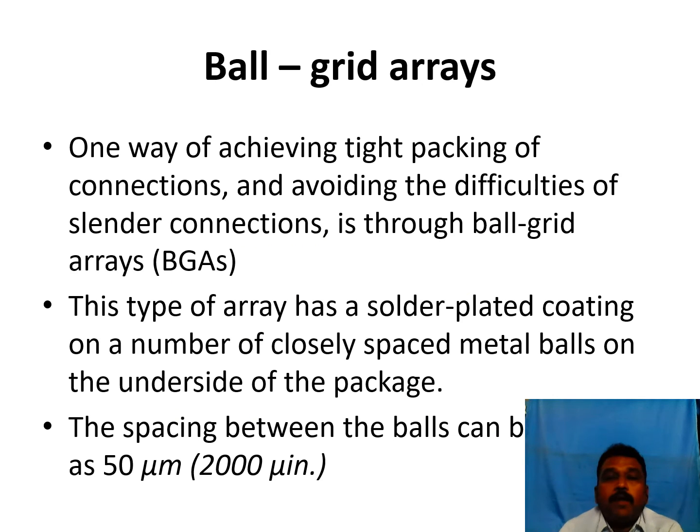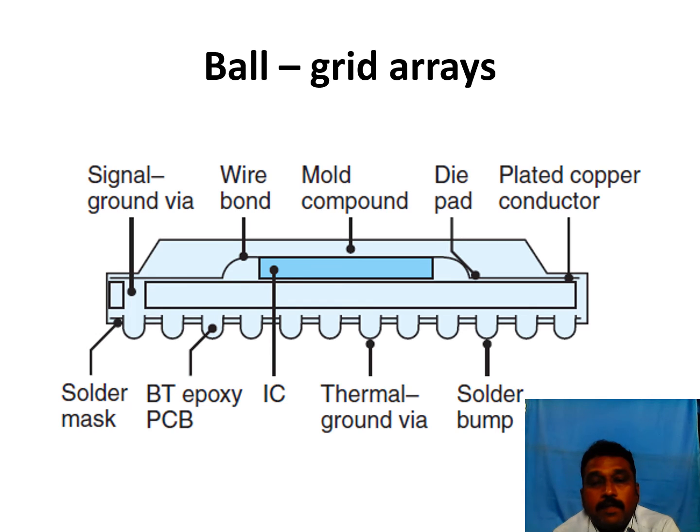And the next one is ball grid arrays. This is the way of achieving tight packing of connections to avoid the difficulty of cylinder connections. That is by means of ball grid array (BGA). So the spacing between the balls can be around 50 microns. You can see here, this is the ball grid array.